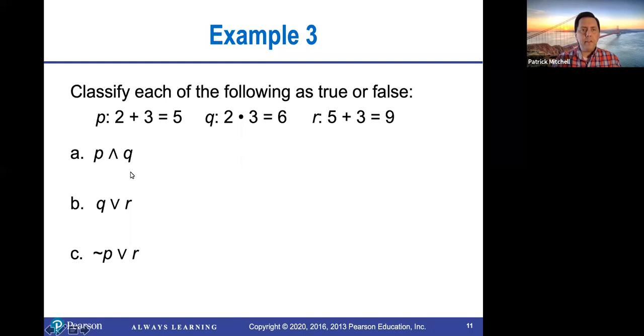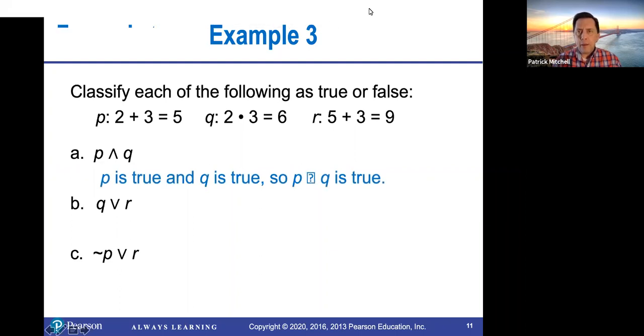So if we look at letter A, P and Q. Well, both statements are true, so that means the conjunction is true. That's a pretty easy one. Oh, I'm sorry. I thought I caught all of these. I noticed when I was going over the PowerPoint that all of the conjunction and disjunction symbols had been replaced by these little question mark boxes, and I thought I got them all.